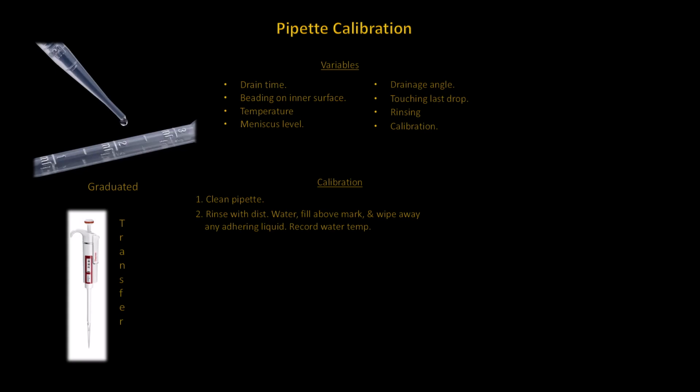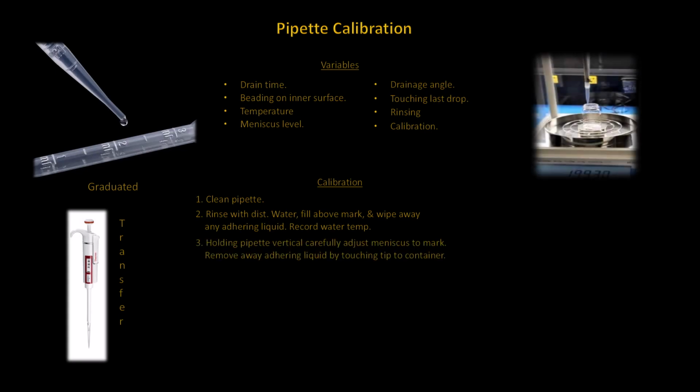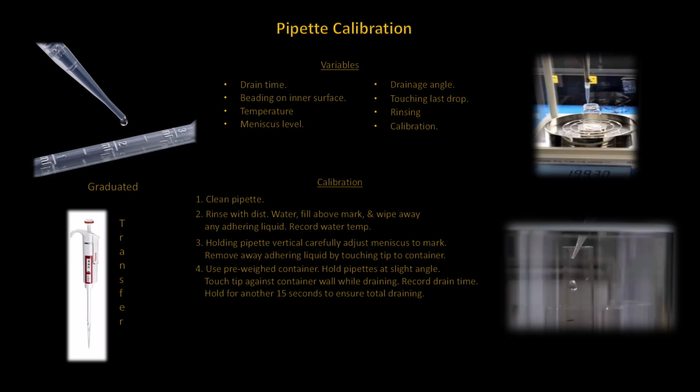The pipette is then held vertically with the tip touching a container to carefully adjust the volume to the meniscus mark. Touching the container removes any adhering liquid from the tip of the pipette. Using a second clean, dry, pre-weighed container, holding the pipette at a slight angle, while touching the tip against the container wall, the contents is drained. The drain time is recorded.